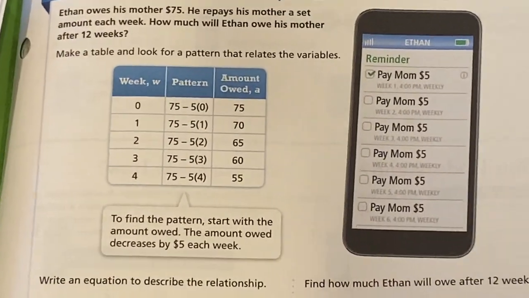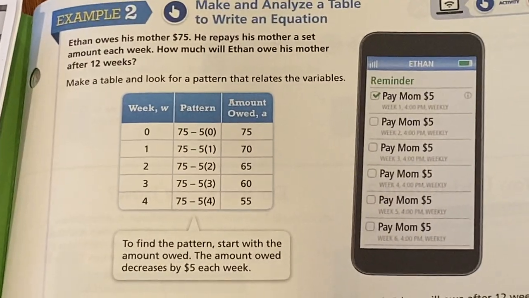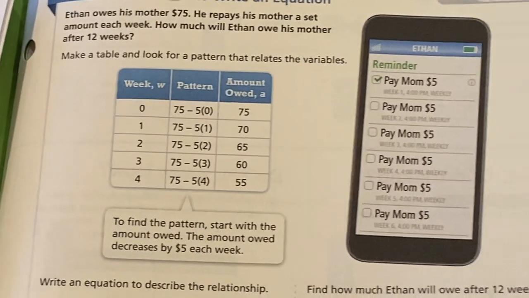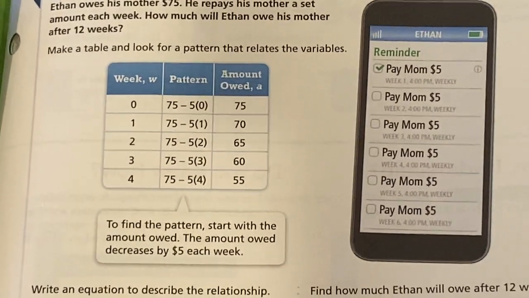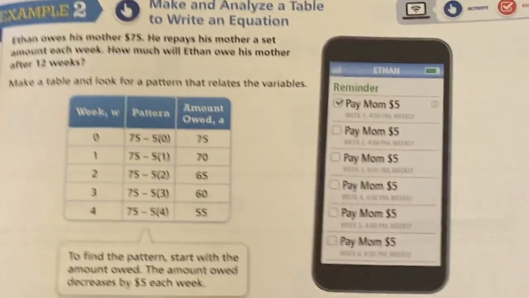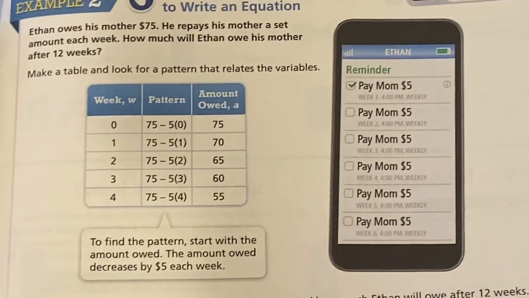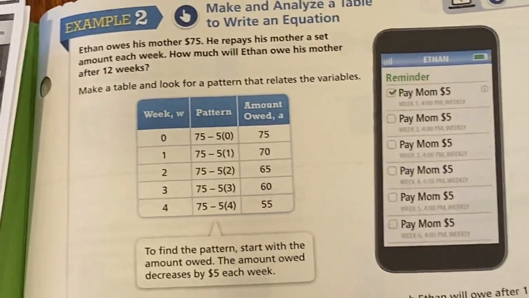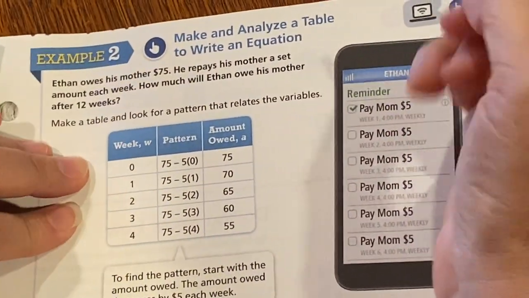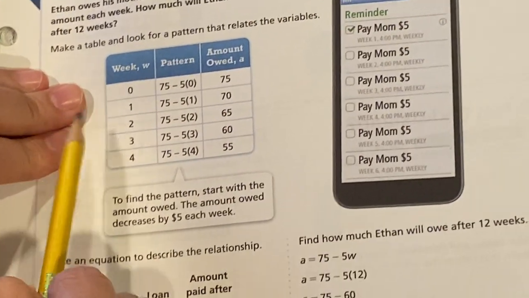On page 235, we have Ethan, who owes his mother $75. He repays his mother a set amount each week. How much will Ethan owe his mother after 12 weeks? Make a table and look for a pattern that relates the variables. Okay, so here's what he did.